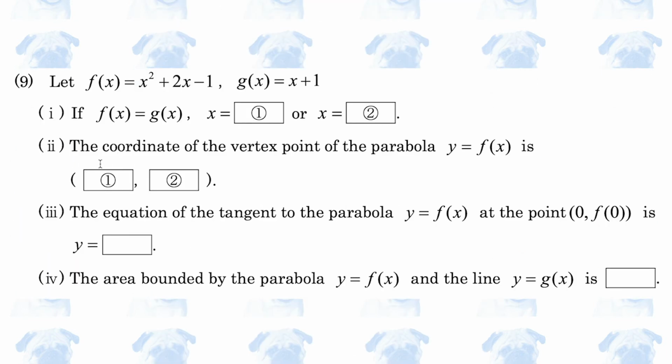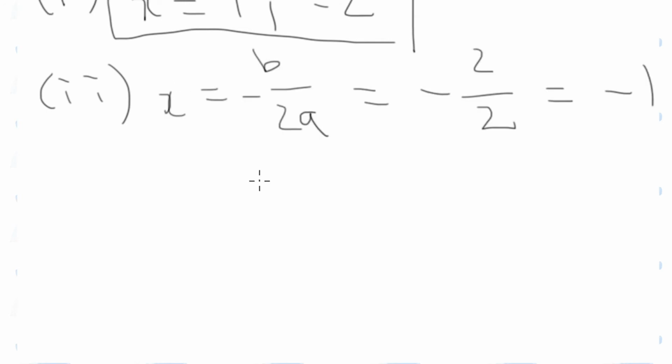Number 2, the coordinate of the vertex point of the parabola y equals f of x is, to find the vertex, we can use the formula for the x coordinate of the vertex. So the x coordinate of the vertex is minus 1 and the y coordinate is minus 2.